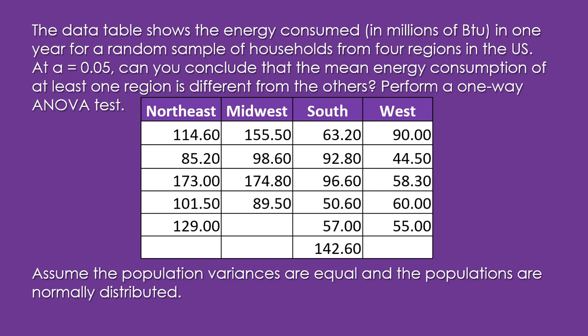The data table shows the energy consumed in millions of BTU in 1 year for a random sample of households from 4 regions in the United States. At alpha equal 0.05, can you conclude that the mean energy consumption of at least one region is different from the others? Perform a one-way ANOVA test, and we assume the population variances are equal and the populations are normally distributed.